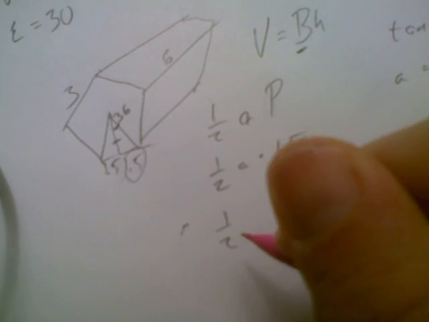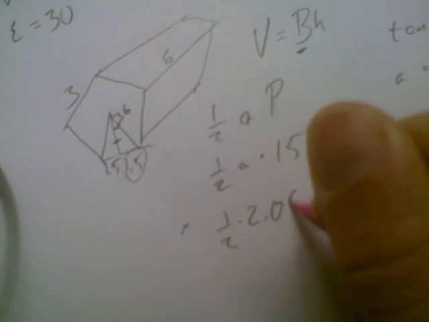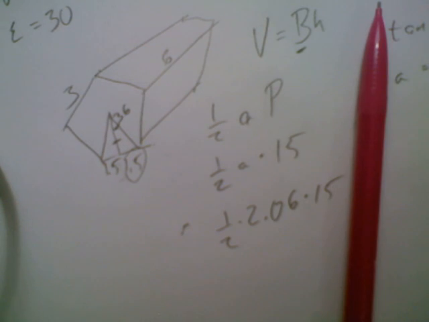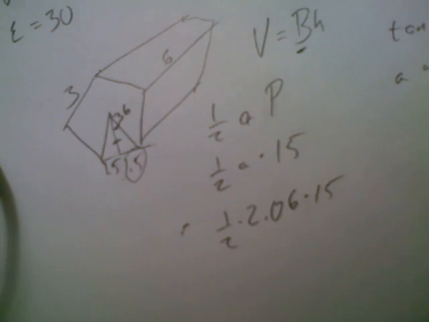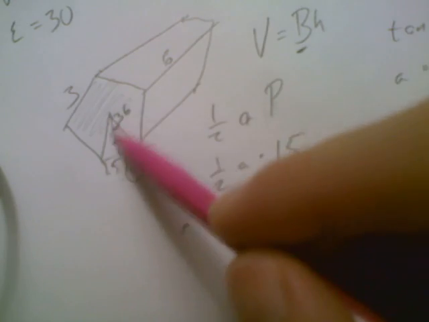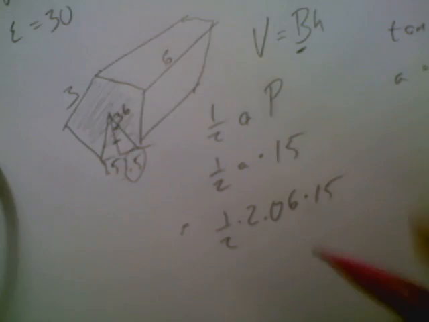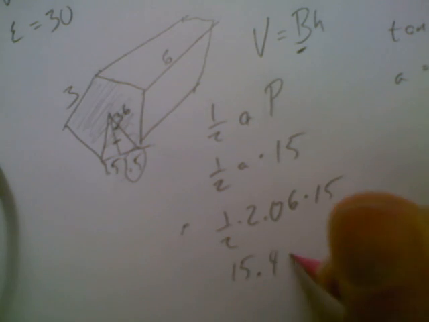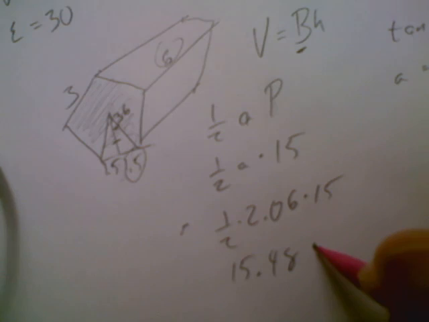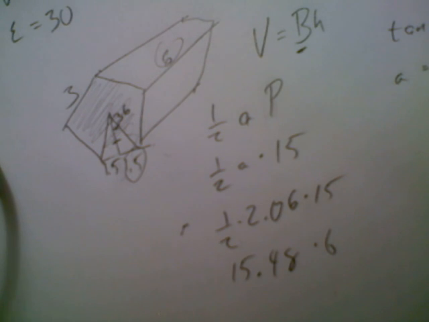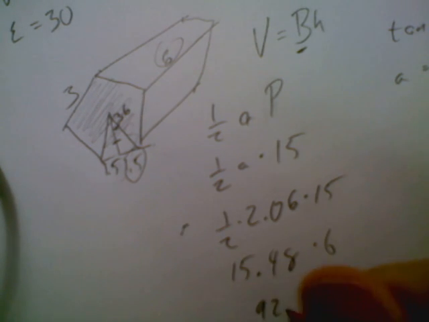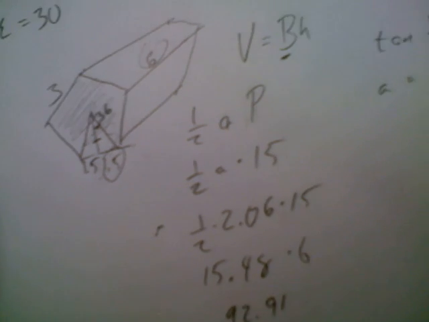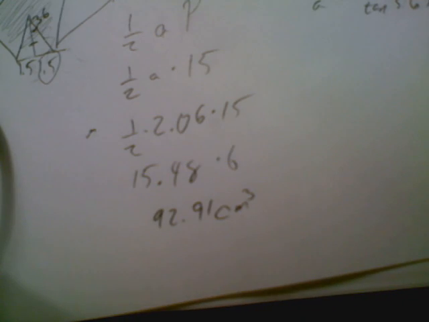And that's going to be 2.06. So we go back over here. 1/2 times 2.06 times 15. Using our calculator, we come up with the area of this base as being 15.48. Multiply it by the height, times 6, is going to be 92.91 cubic centimeters. So that's how we find that.